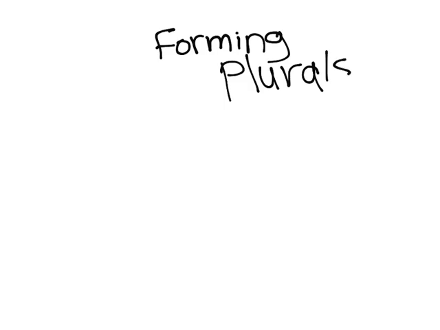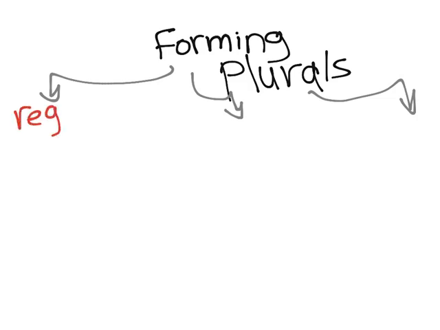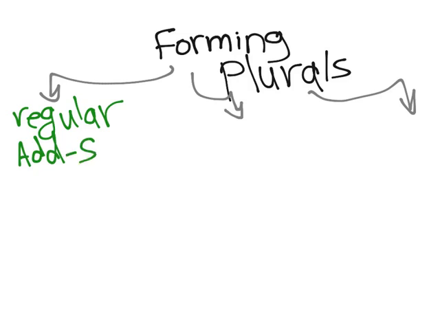Forming plurals. What are the different ways of forming plurals? 1, 2, and 3. The first one, if they are regulars. Let's make the regulars in green. Regulars. What do I mean by regular? We just add an S.